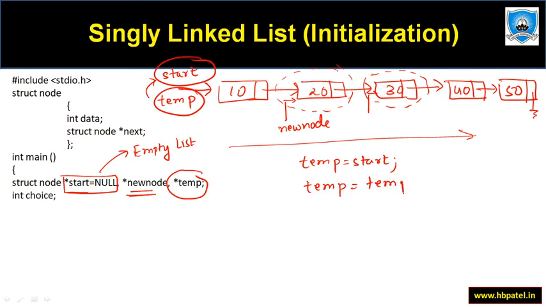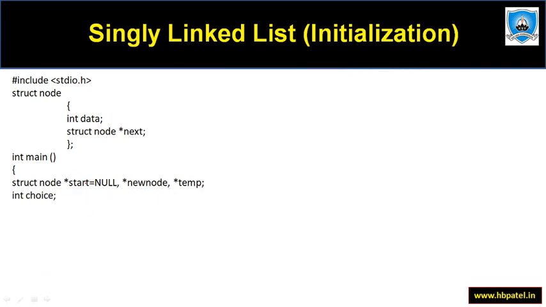You keep on changing temp, because if we use start, what will happen? If we move start from here to here, then we will lose the beginning of the list. So we are not going to move the start pointer. We will be keeping it fixed. We will be moving the temporary pointer. Alright, so this is the basic idea.